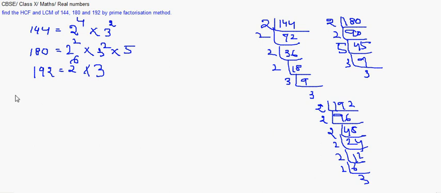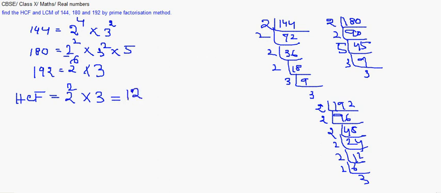So how do you find the highest common factor of all of them? It is 2 to the power 2 and a 3. That means you look for the factors which are present in all 3 numbers, and that is the highest common part. So 2 to the power 2 is common in all 3 of them, and also one 3 is common in all 3 of them. So it is 4 into 3, which is 12. 12 is the HCF of those 3 numbers.